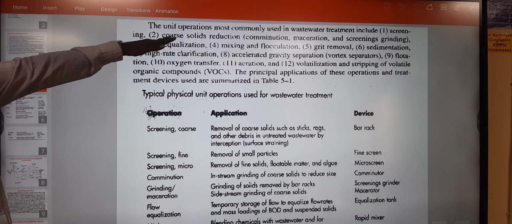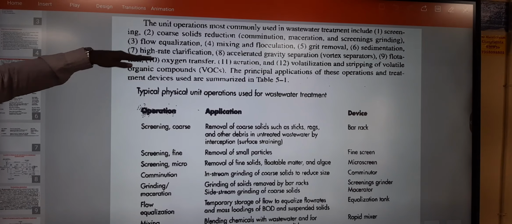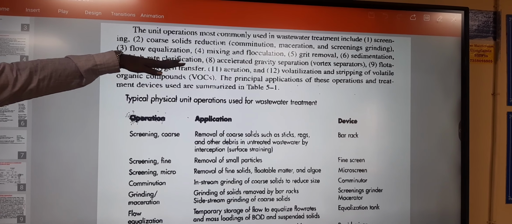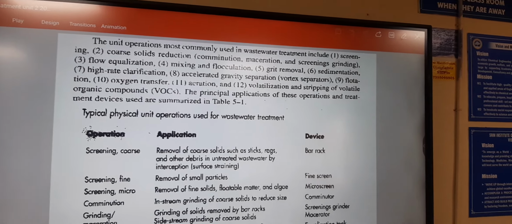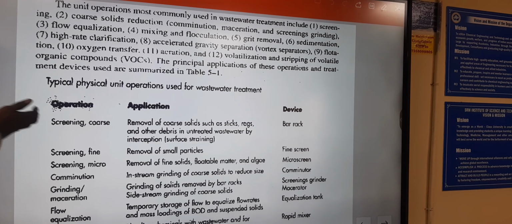Now, the unit operations that are most commonly used in the treatment of wastewater include screening, size reduction by using a combination of comminution, maceration, screening, and grinding, then flow equalization, mixing, and flocculation. All these are commonly used unit operations in a wastewater treatment plant. So the explanations are given here.